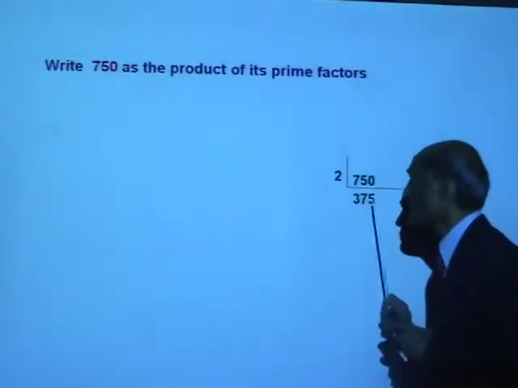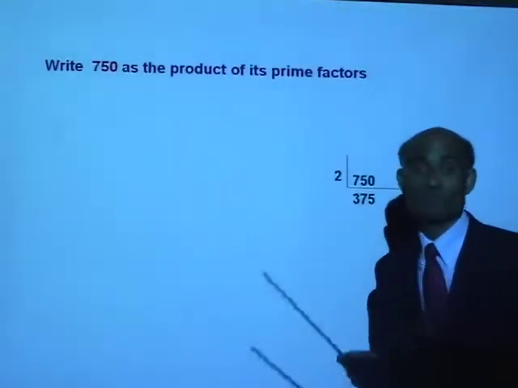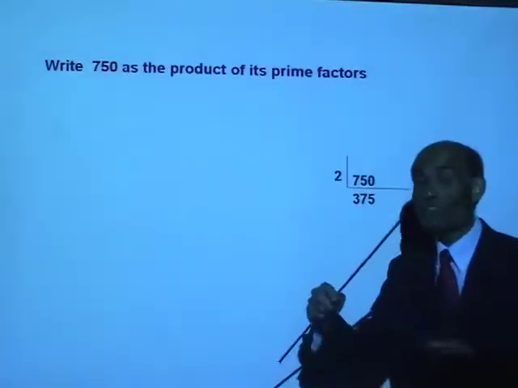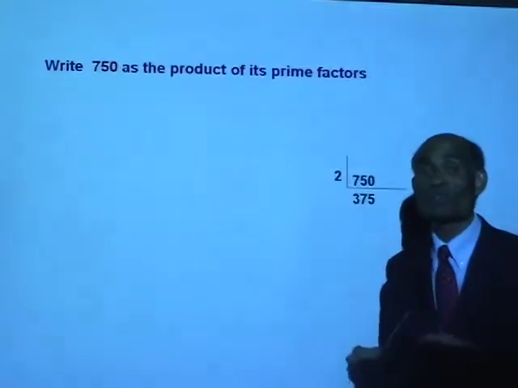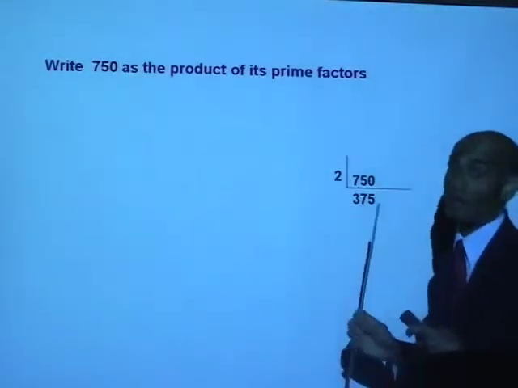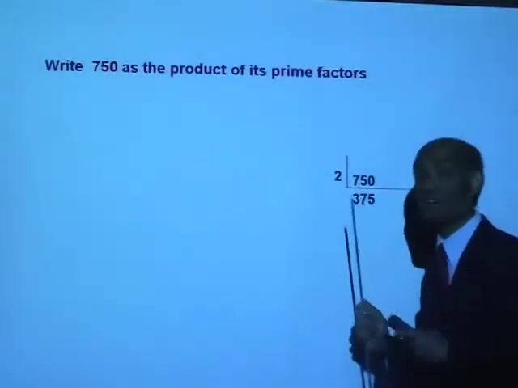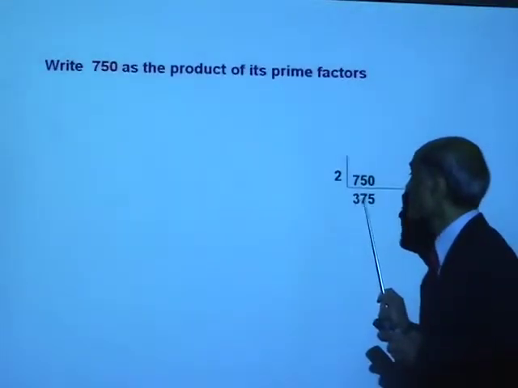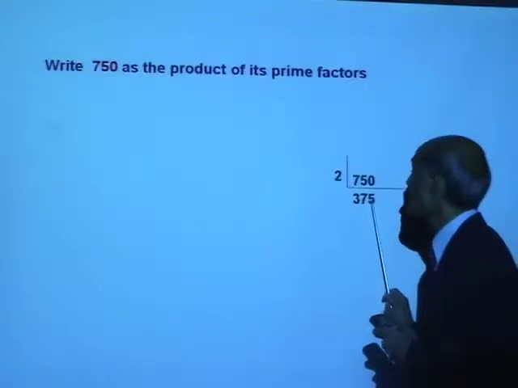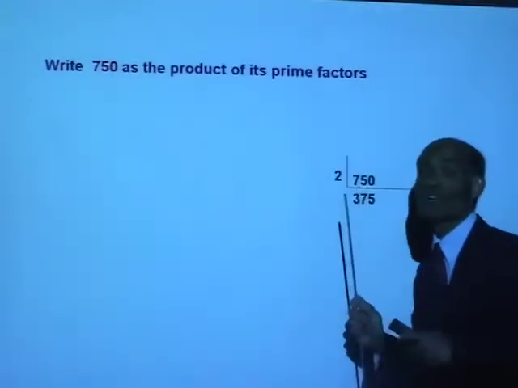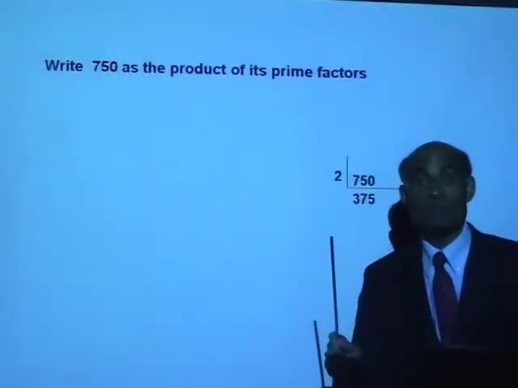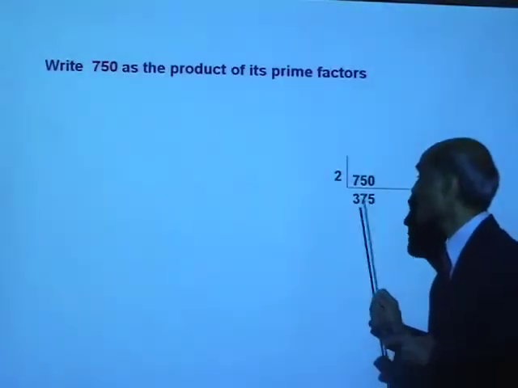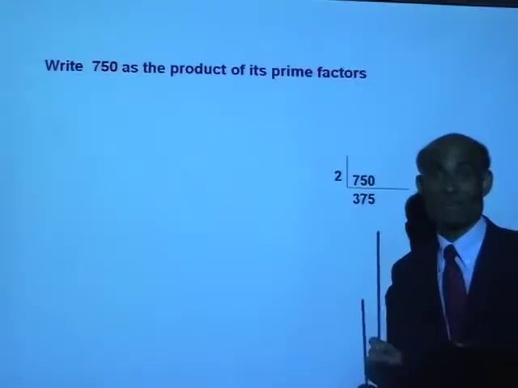Alright, can you divide 375 by 2? Well, you cannot divide 375 by 2. What is the next smallest number you can divide 375 by? Can you divide 375 by 3? Try that. 3 plus 7 is 10. 10 plus 5 is 15. Yes, 15 can be divided by 3. Therefore, 375 can be divided by 3.